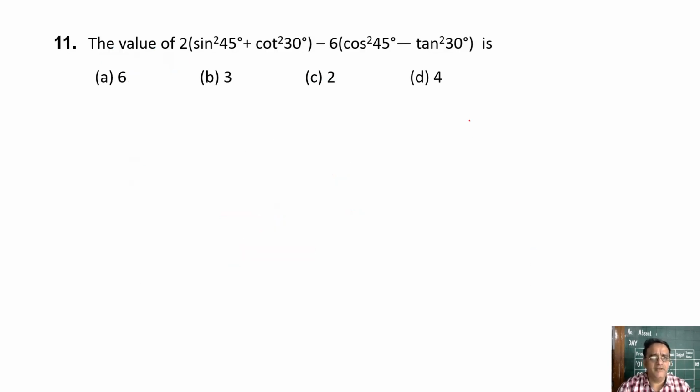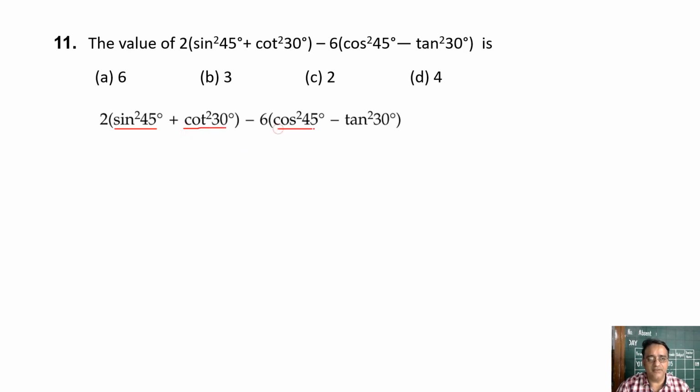The value of 2 times sine square 45 degree plus cot square 30 degree minus 6 times cos square 45 degree minus tan square 30 degree is: first option 6, second 3, 2, 4. So we'll simplify first, then we'll check. What is the value of sine 45? 1 by root 2. What is the value of cot 30? Root 3. Very good.